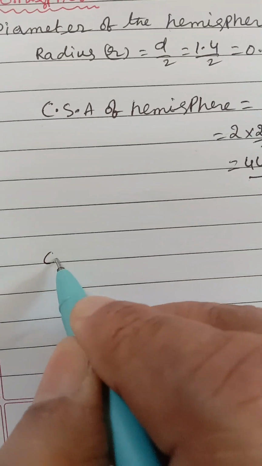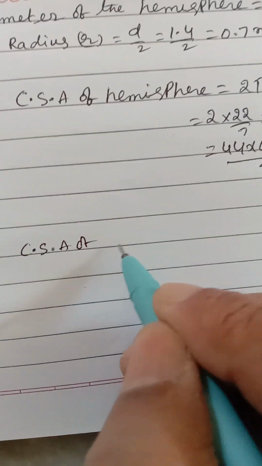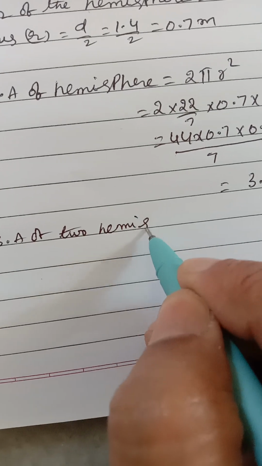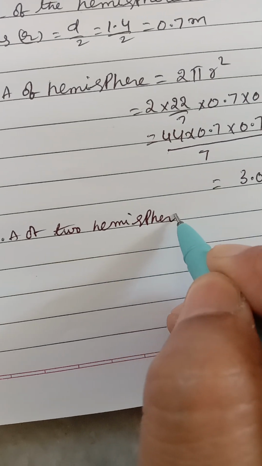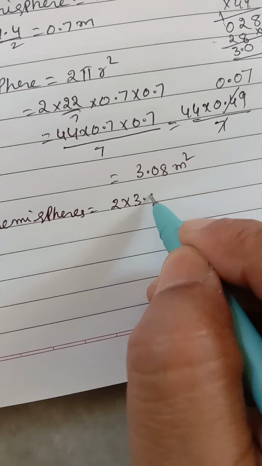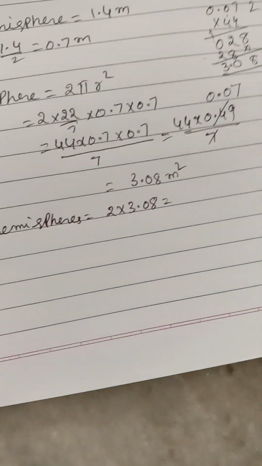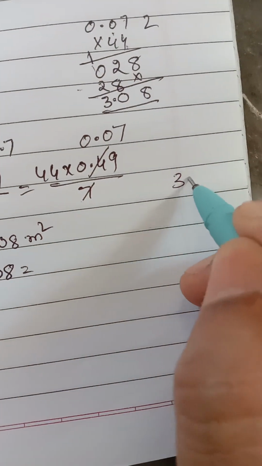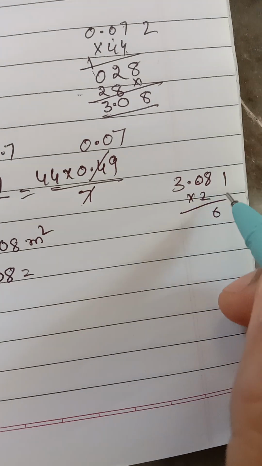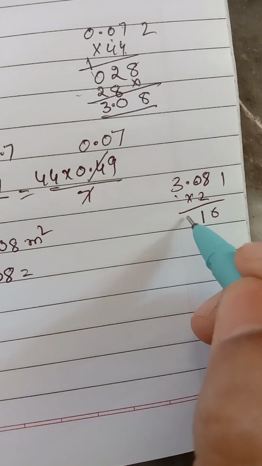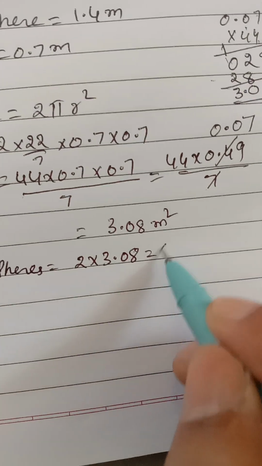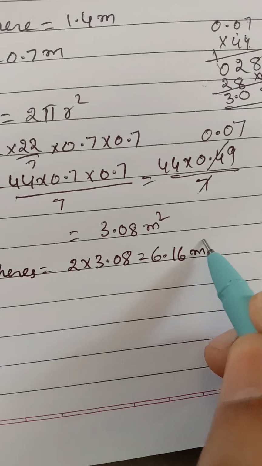Curved surface area of two hemispheres is equal to 2 into 3.08, which is 6.16 meter square.